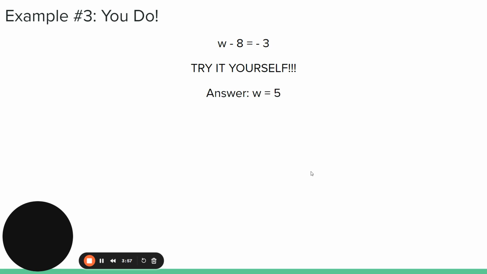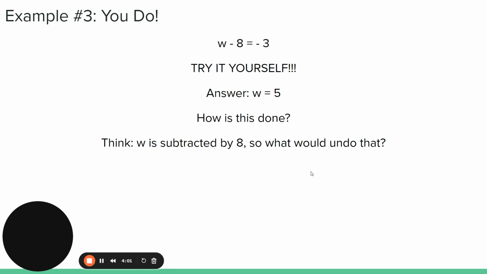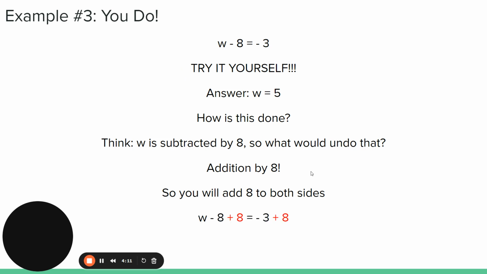The answer is w equals 5. And the reason why is we have to think w is being subtracted by 8, so what would undo that? Addition by 8. So we'll add 8 to both sides. W minus 8 plus 8 equals negative 3 plus 8. The minus 8 and the plus 8 will cancel, leaving us with w equaling negative 3 plus 8, which is 5.